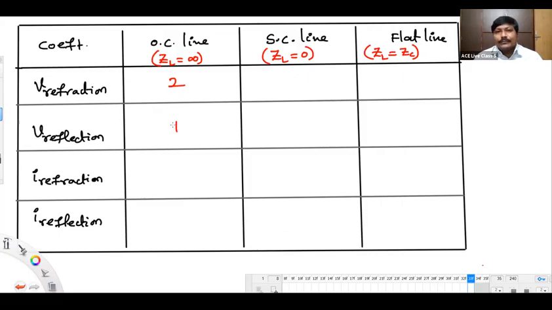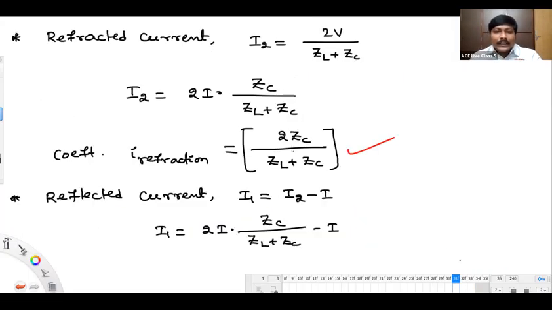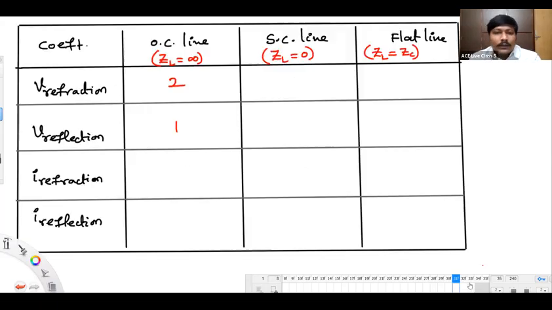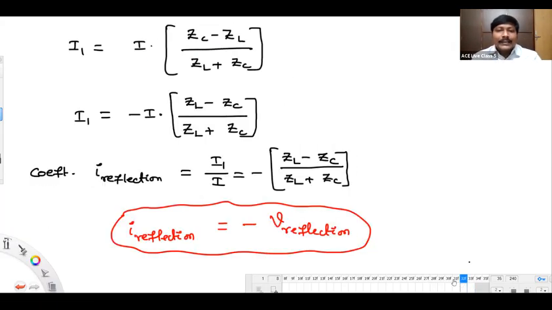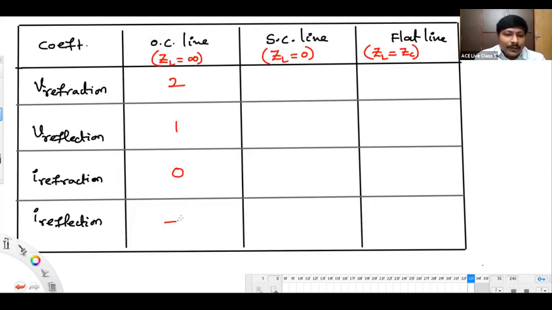Okay. I refraction for open circuit line. Just check back. I refraction is 2 ZC by ZL plus ZC. ZL is infinite, 2 ZC by infinite, that will be 0. I refraction will be 0. I reflection is the negative of the voltage reflection. Voltage reflection plus 1, so current reflection will be minus 1.